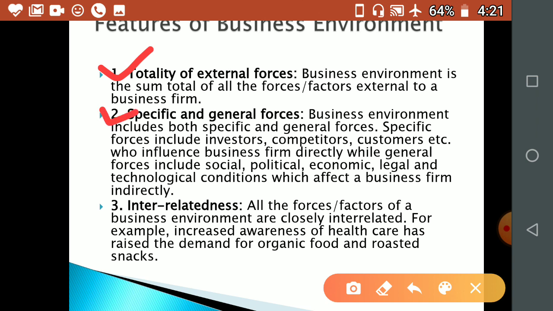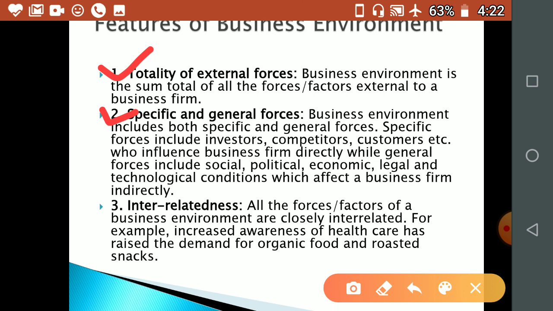Second, we have specific and general forces. Specific forces are those forces which affect a business and its working on a day to day basis. They affect a business directly. As examples of specific forces, we can give investor, behavior of consumer, supplier, competitor. General forces are those forces which affect the business organization indirectly. That means any changes at political level, social level, legal level, which represent changes all over the business sector, are known as general forces.